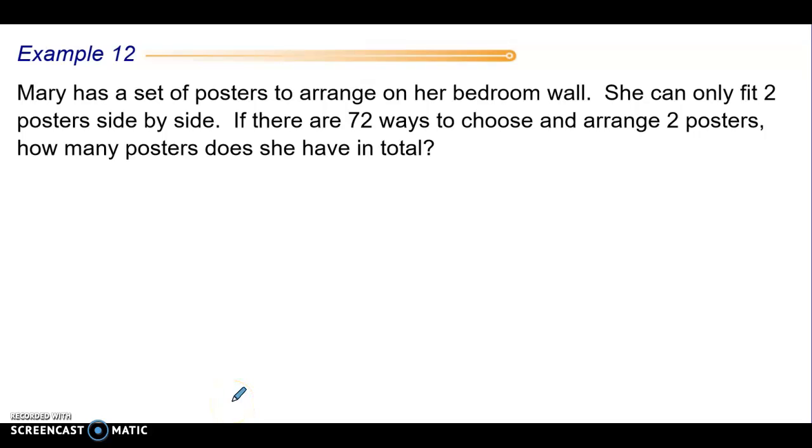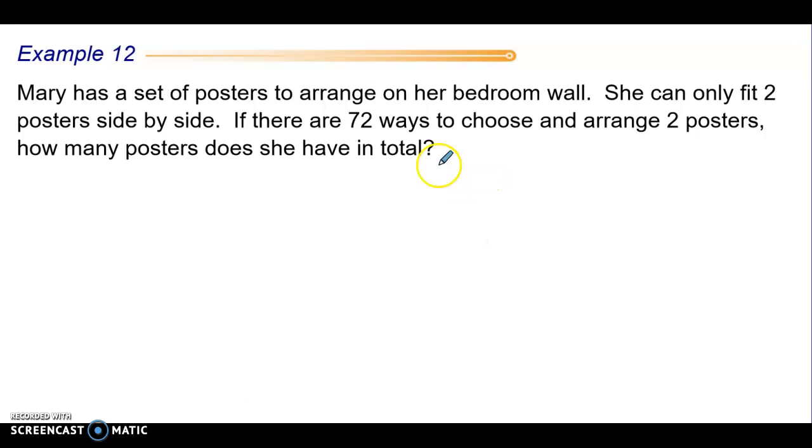Section 2.3, Example 12. Mary has a set of posters to arrange on her bedroom wall. She can only fit 2 posters side by side. If there are 72 ways to choose and arrange 2 posters, how many posters does she have in total?